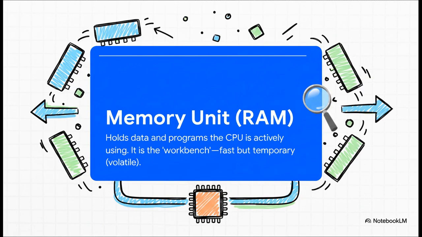But even a genius brain needs a place to lay out its tools and papers, right? And that's where the memory unit comes in. Let's call it the team's workbench. It's this temporary, super fast space where the CPU keeps all the stuff it's working on at this very moment. You've probably heard of it as RAM. Without this workbench, everything would grind to a halt.